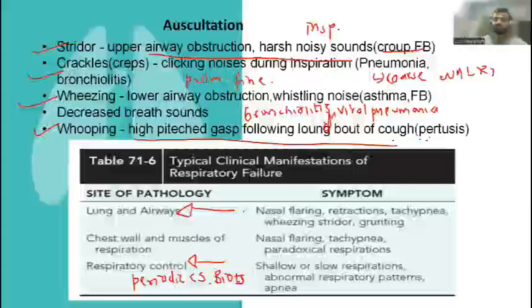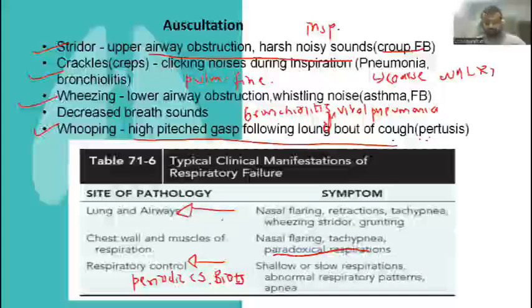If the chest wall and muscles are involved, then there might be paradoxical respirations. You can see that during inspiration, instead of the chest getting inflated, it will deflate.